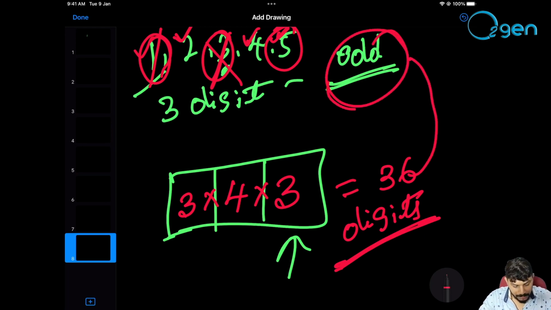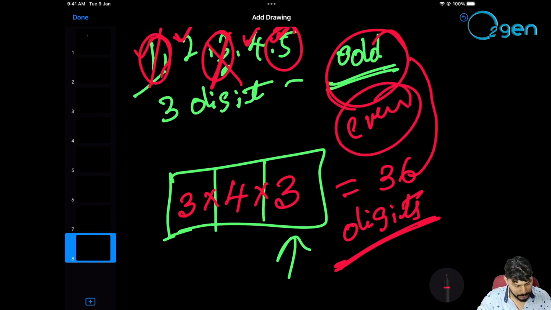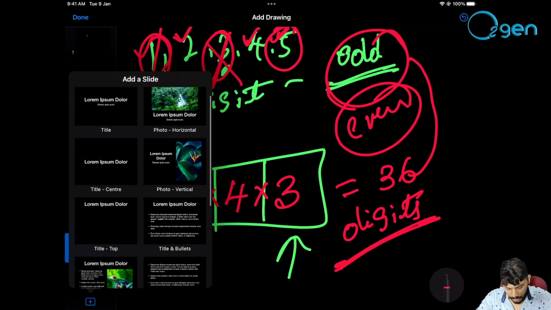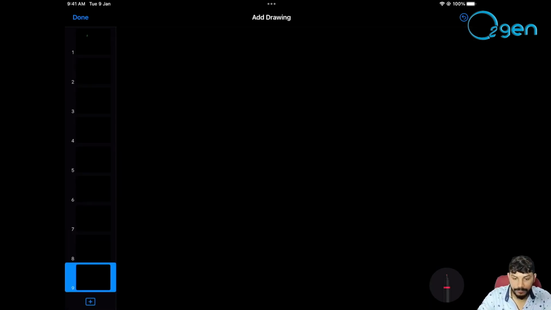Likewise, we can find the even ones also. There are 36 even numbers. I hope you all got this one. So these are all arrangements of numbers, right?